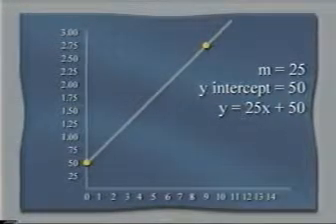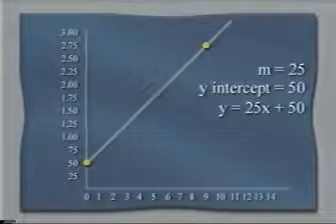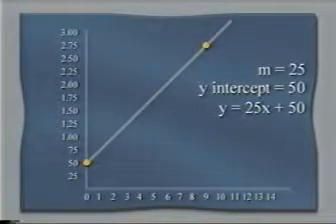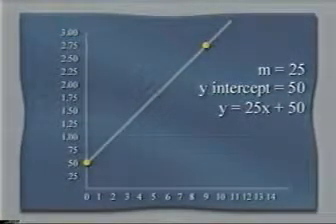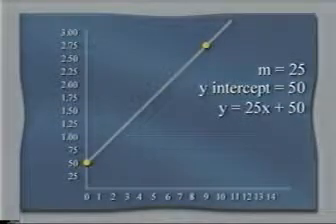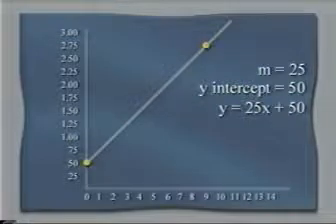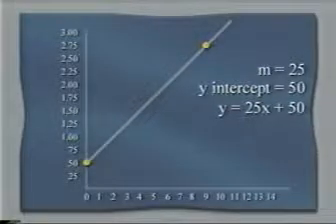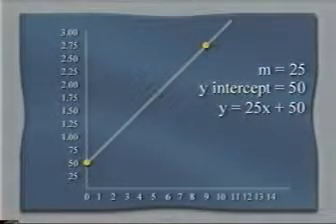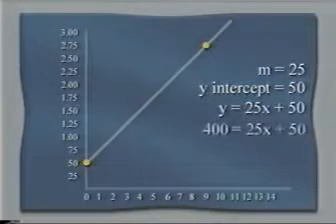The model can also be used to find how much something weighed if the postage required to mail it was $4. And in that case, we would have the equation y equals 25x plus 50. And we know that y is 400.